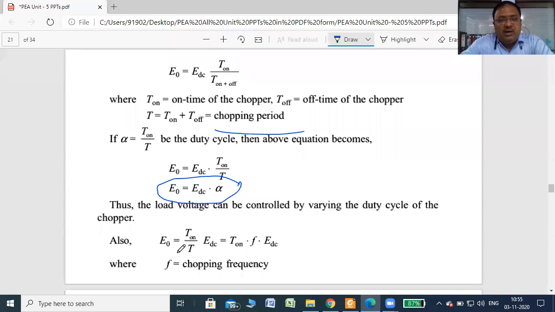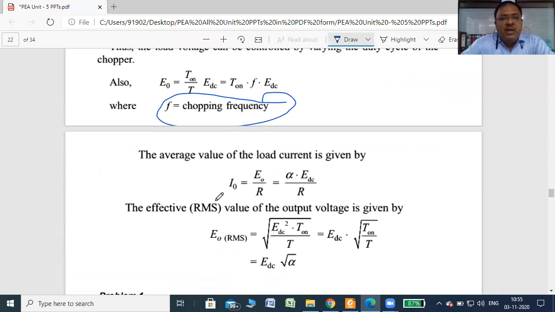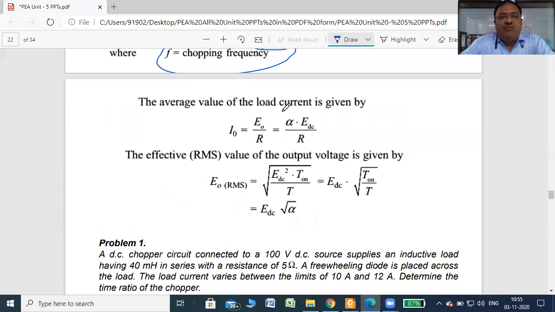Even you can put E0 equals T on by T into EDC. So 1 by T is nothing but F. So T on into F into EDC. F is the chopping frequency. So output voltage is E0 equals EDC into alpha. That is most important. Now the average value of load current, that is I0 equals E0 by R.